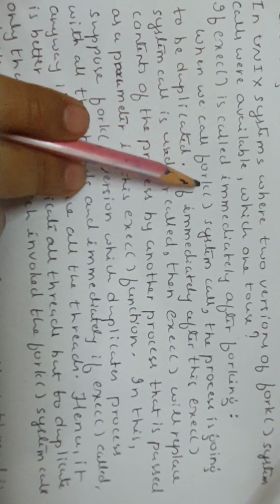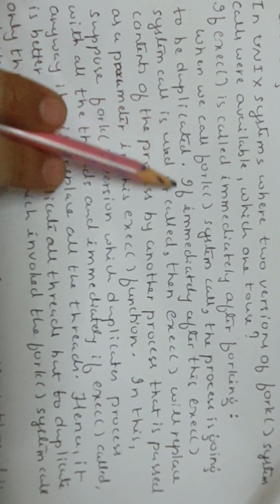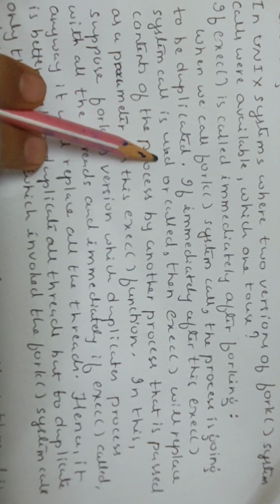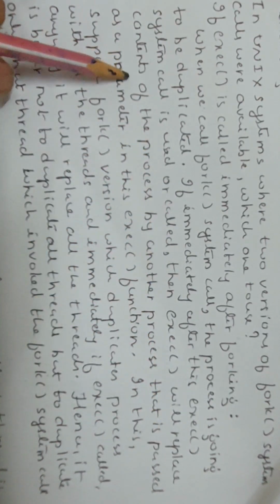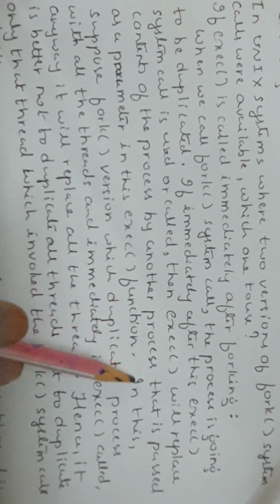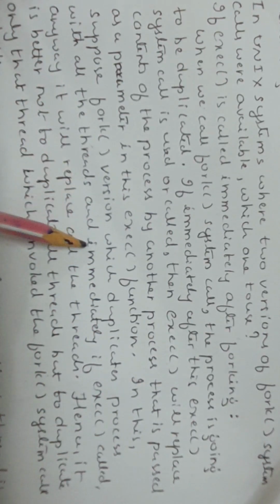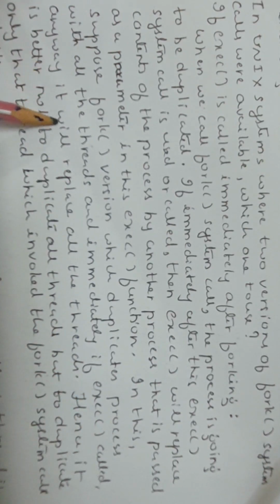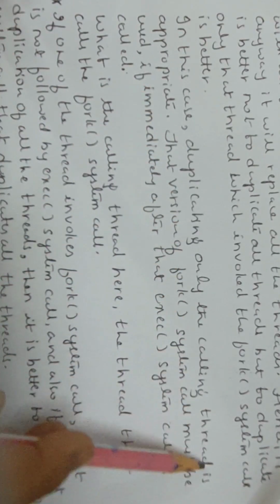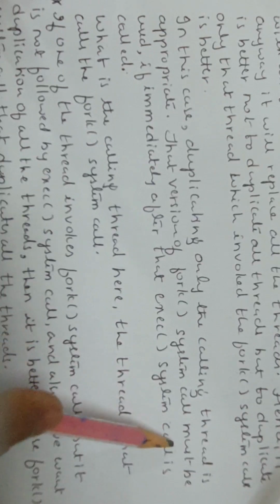That is the first case. When we call fork system call, the process is going to be duplicated. If immediately after this exec system call is used or called, then that system call will replace all the contents of the process by another process that is passed as a parameter to this exec system call. Suppose the fork system call version which duplicates the process with all the threads is used, and immediately exec system call is called, anyway it will replace all the threads. Hence, it is better not to duplicate all the threads but to duplicate only that thread which invoked the fork system call. That is better. In this case, duplicating only the calling thread is appropriate. That version of fork system call must be used if immediately after that exec system call is called.